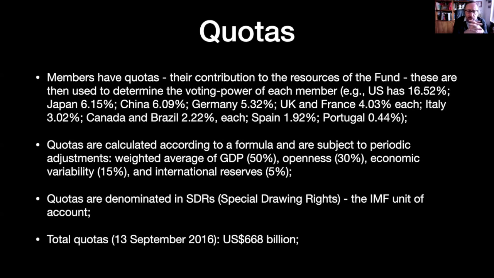Now, 5 years ago, the total of quotas, as you can see, was $668 billion. It's a significant amount of money, but when you think of some of the financial challenges the world has had to confront in past decades, and now with the pandemic, it's not really that impressive, as we will see.